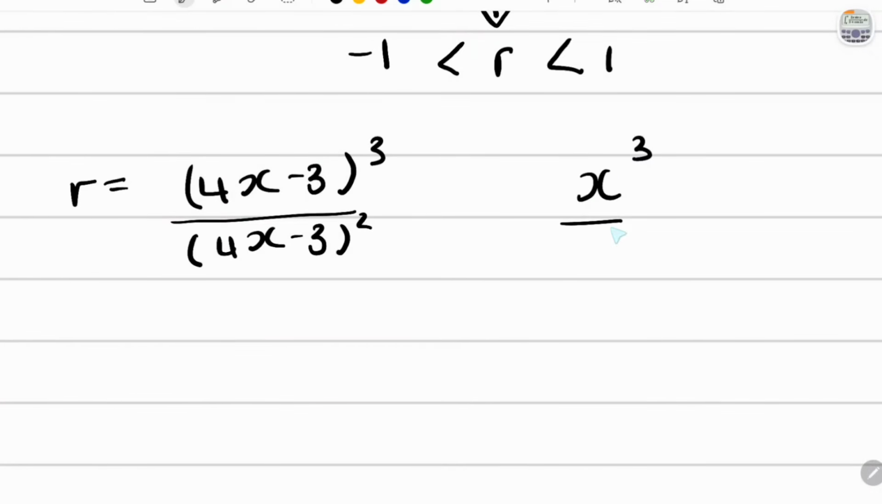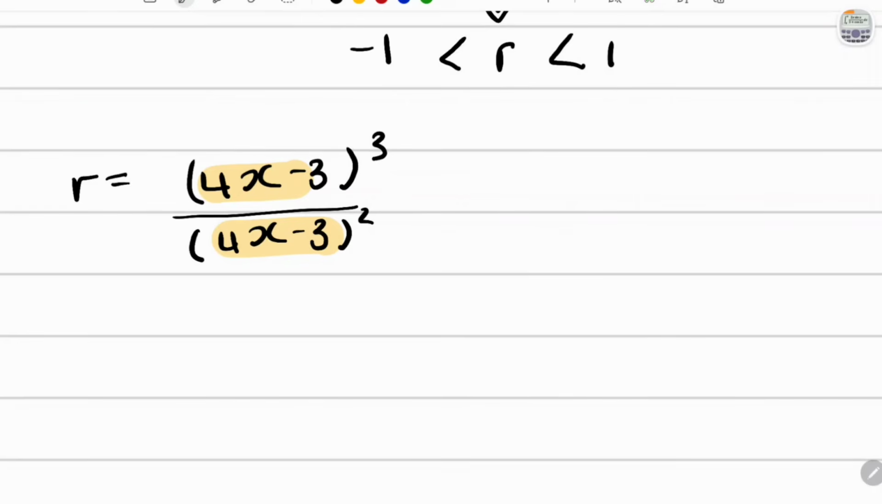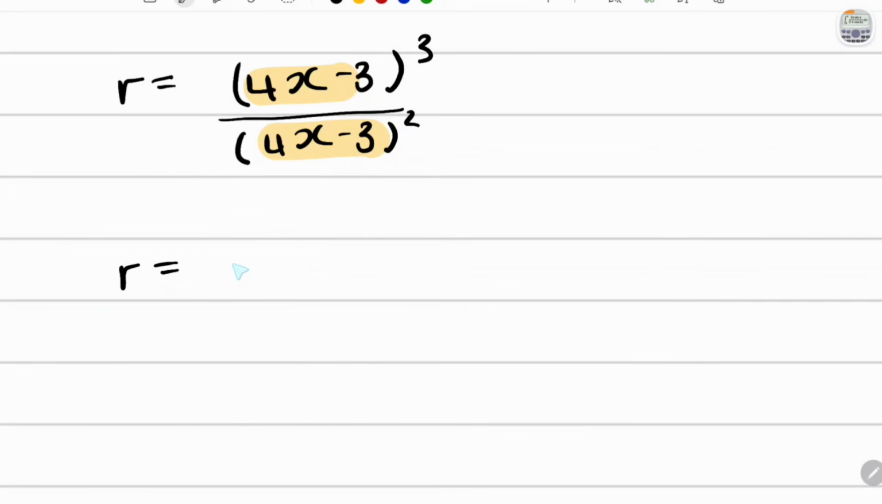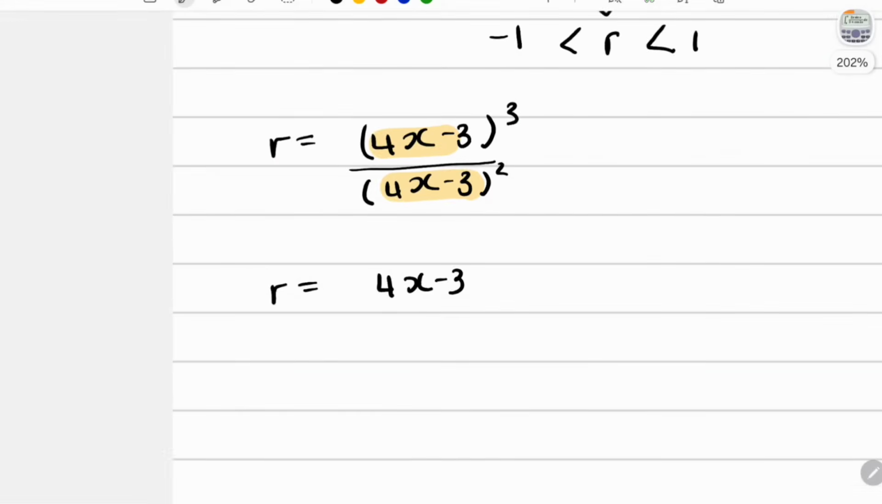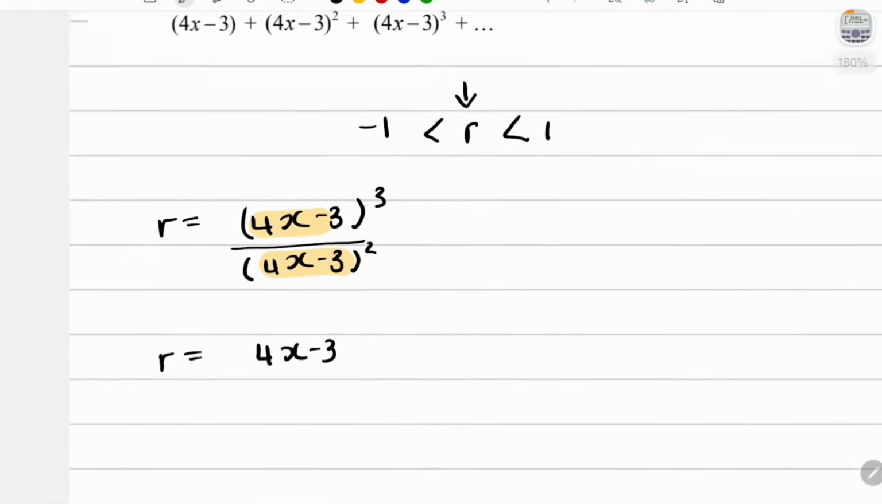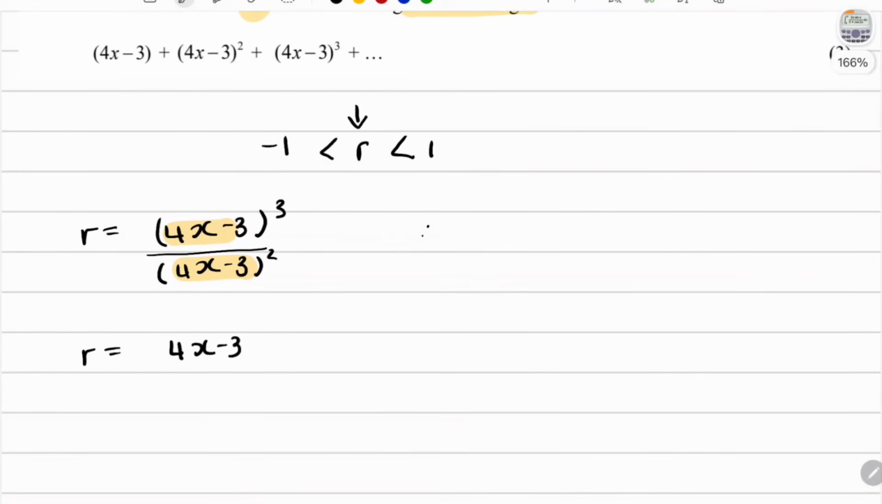It's like x to the power of 3 divided by x to the power of 2. Okay, what happens is if the bases are the same and you're dividing, you subtract your exponents. So you end up with x to the power of 3 minus 2, which is 1. So their exponents just get subtracted. And that's why we know that r is actually equal to (4x - 3) to the power of 1, but you can just leave it like that because it's just 1 as an exponent. So that's our ratio.